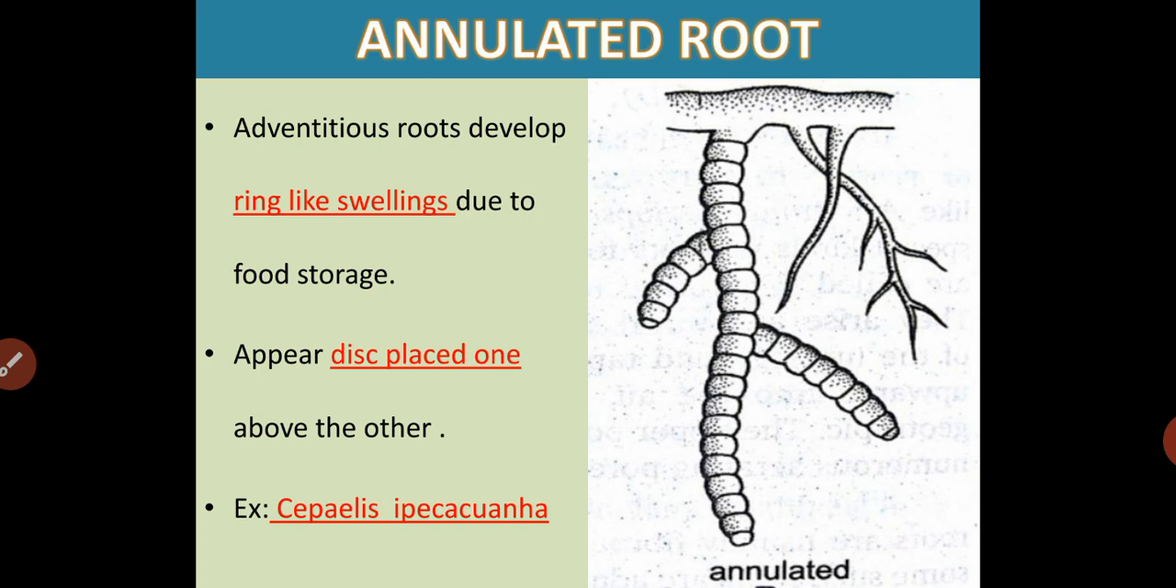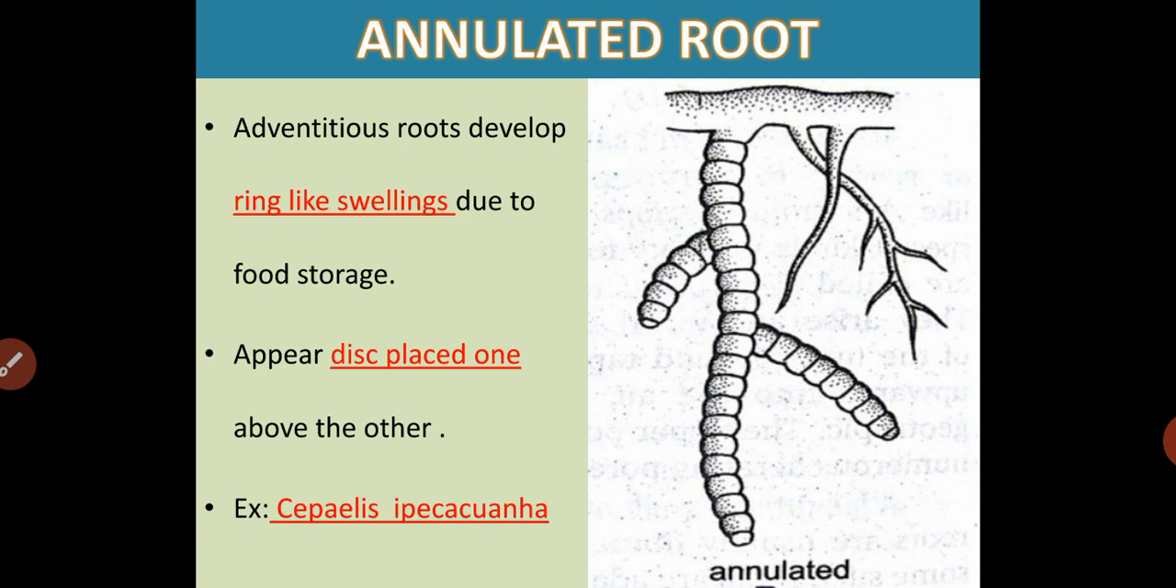The next type is the annulated root. It is one of the adventitious root modifications for the purpose of food storage, where the food is stored in ring-like swellings and these rings are placed one above the other. Such appearance or modification of the root is called as the annulated root, as seen in case of Psychotria ipecacuanha.